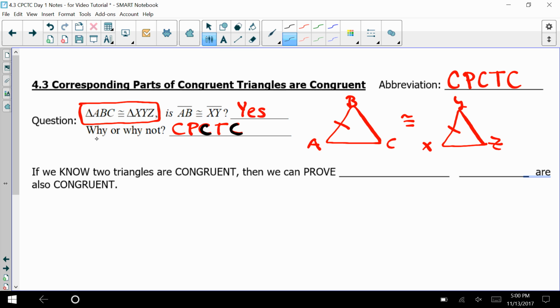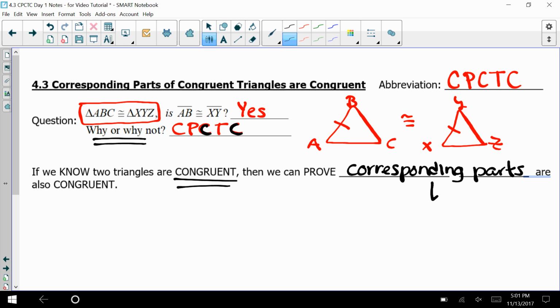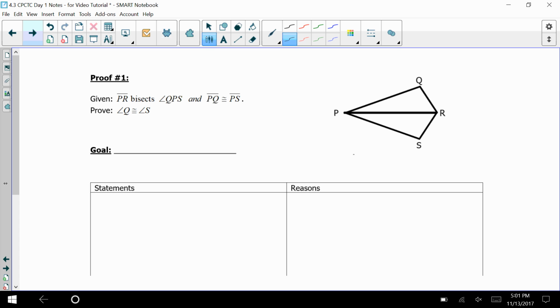So it's important for you to understand what CPCTC means, but you need to know that the two triangles are congruent in order to use CPCTC as a reason. So if we know two triangles are congruent from the get-go, then we can prove their corresponding parts are also congruent. So the corresponding parts are the corresponding angles and sides. So let's see what happens here when we look at this in a proof.